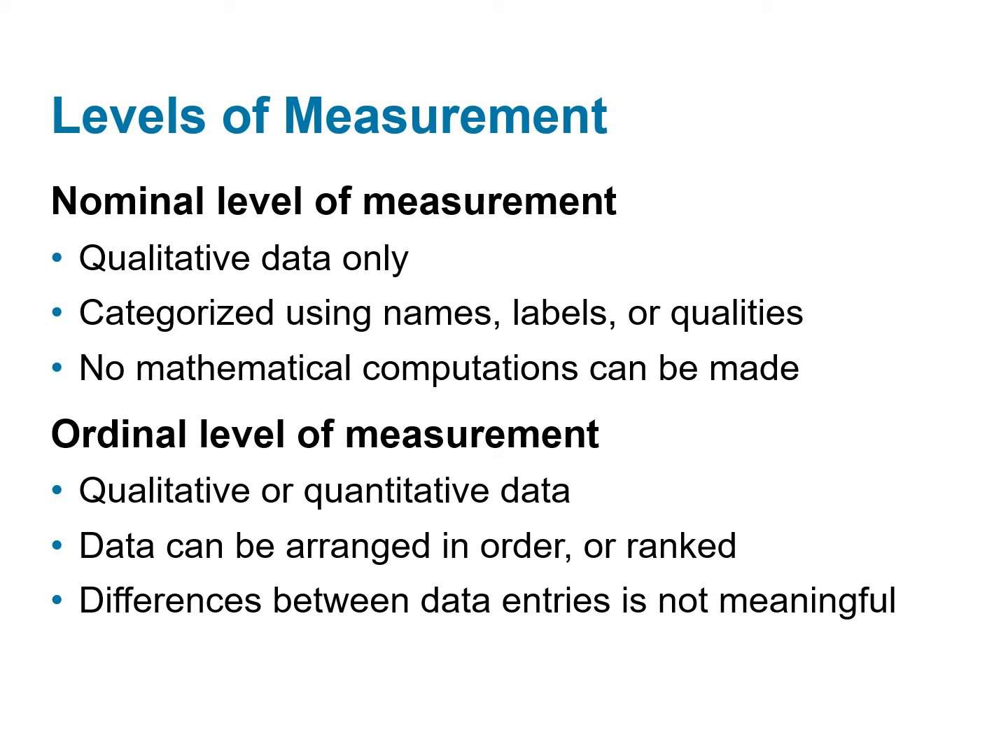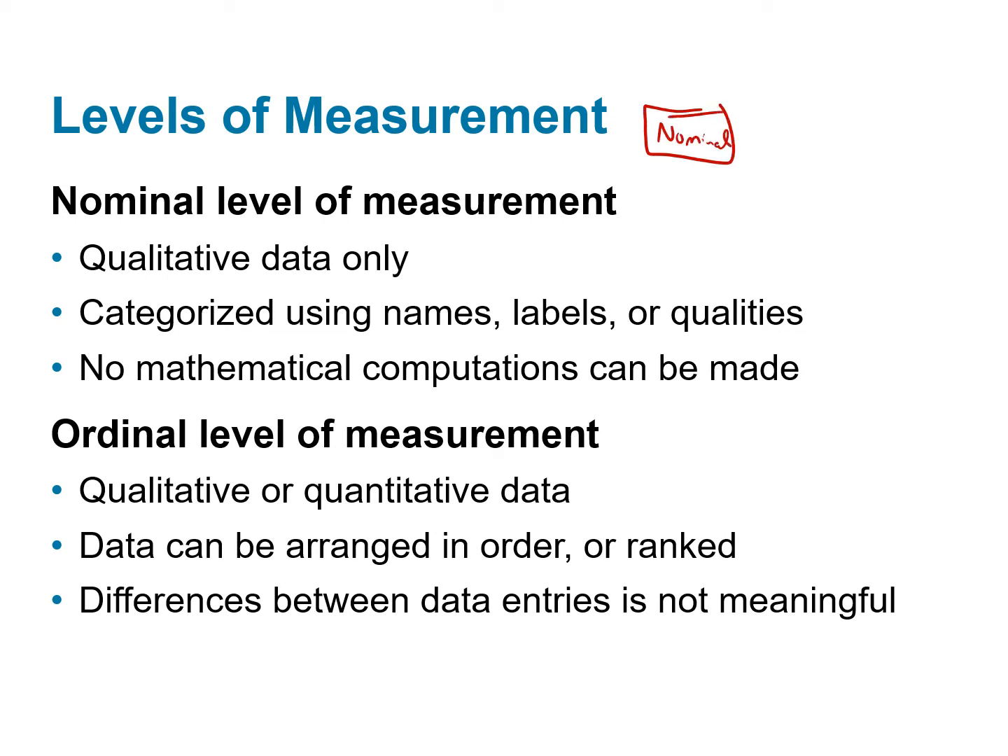To start with, our most basic level of measurement is the nominal level of measurement. Data that is nominal is going to be qualitative data only. So nominal level of measurement, qualitative data only, so only words, only qualities. Basically all we can do at the nominal level is categorize the data using names, labels, or qualities. That's it. All nominal data can be used for is to categorize items. There's not a lot we can do with nominal. So nominal is the base level of our staircase.